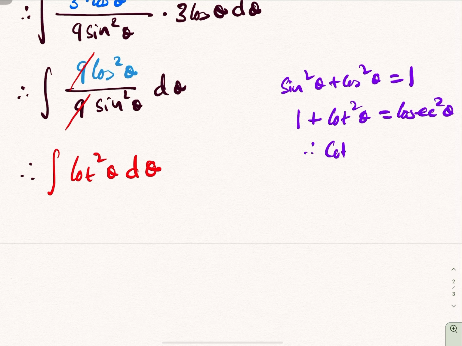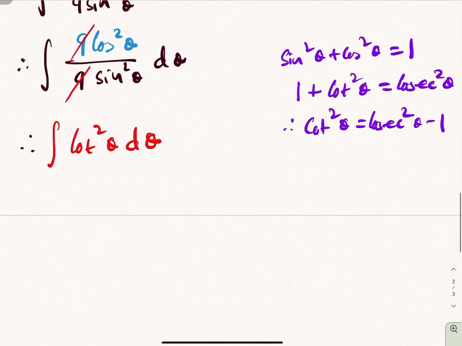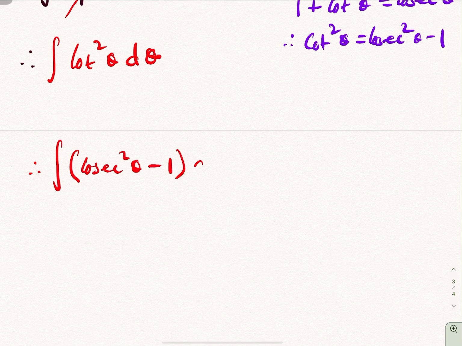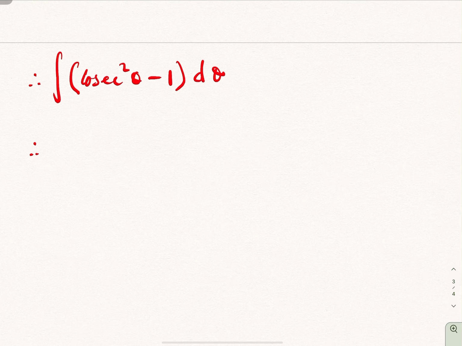Therefore, cot squared of theta is equal to cosec squared of theta minus 1. So this implies that this integral is going to be equated to the integral of cosec squared of theta minus 1, d theta. Now it's a matter of algebra here.